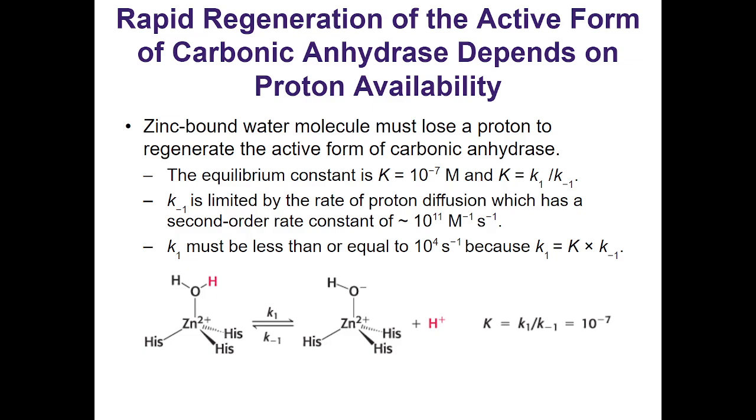Everybody remembers diffusion fine. Remember that things don't straight off shoot where they're supposed to go. What they have to do is wander, right? And this is sort of the maximum diffusion you could get. Okay, so the K1 must be less than or equal to 10 to the -4 seconds to the -1. This is because the K1 has to equal this K value times K to the -1, right?